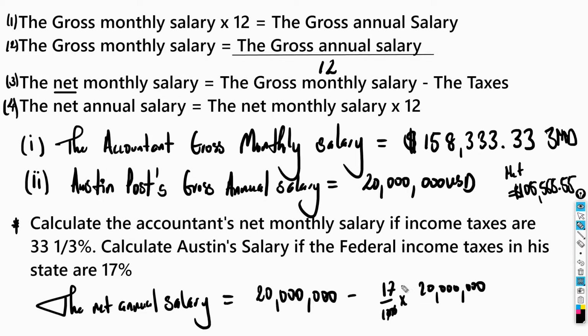Okay, so this should actually, you'd end up with 3.4 million here minus the 20 million, and you'd actually end up with 16.6 million. Cool. And that would be Post Malone's annual salary, net annual salary. Right, so that's his net annual salary.